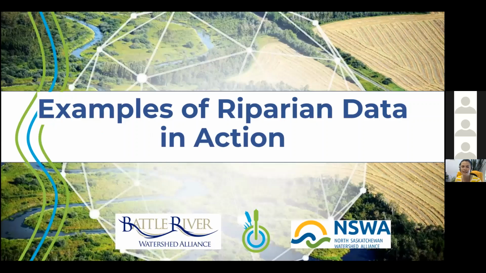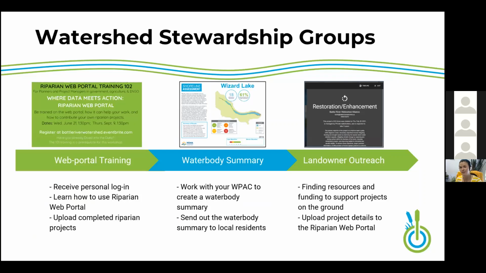And I just wanted to really, really quickly showcase how 3 different groups, stakeholder types, might use this information. So the first is a watershed stewardship group, like a lake group or a creek group. The first thing that we would recommend is get some training on the Riparian web portal. You are the target audience that we are looking for to get trained in that administrative access. So with that training, you would get a login, you'd learn how to use the Riparian web portal, and then we would encourage you to upload your completed projects on the ground.